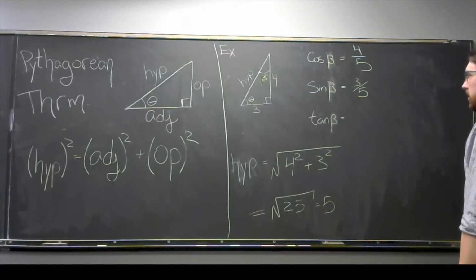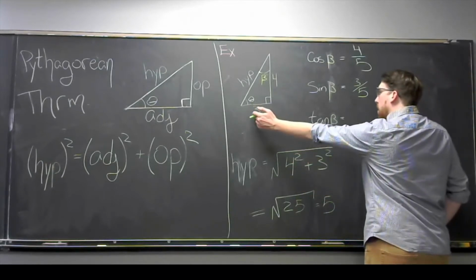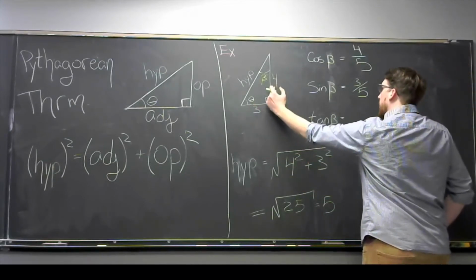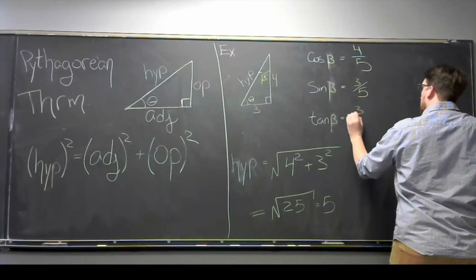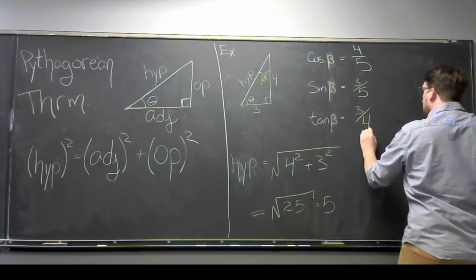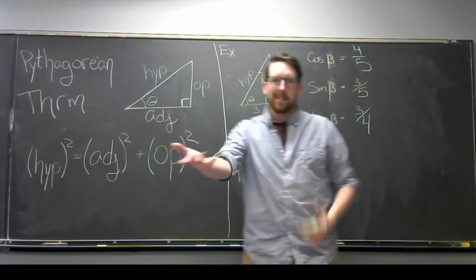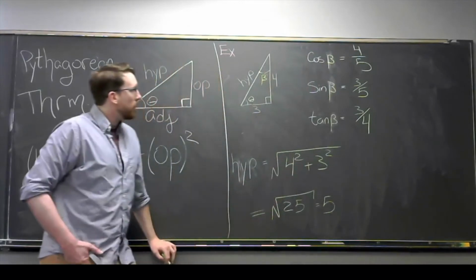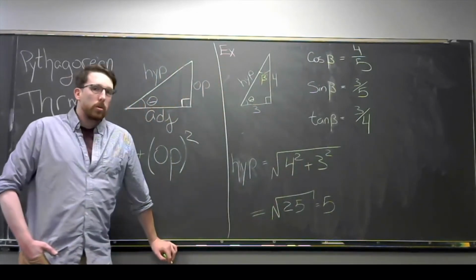And for the tangent, it's going to be the opposite divided by the adjacent. So 3 divided by 4. From here we can find secant, cotangent, etc. Cool, let's move on.